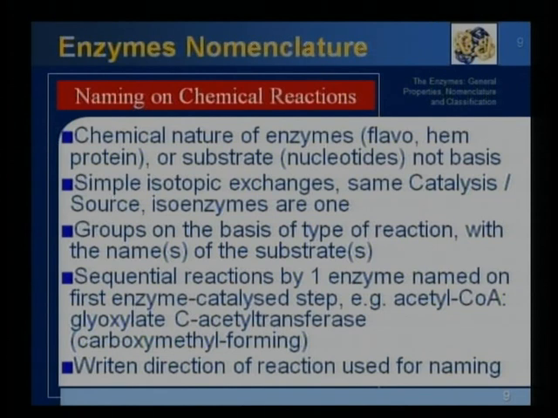Enzymes can be grouped on the basis of the type of reaction they catalyze and the substrates involved. Subsequently, the reactions are named by the first enzyme-catalyzed step, as for example acetyl coenzyme A glyoxylate C-acetyl transferase, that is, carboxymethyl forming.